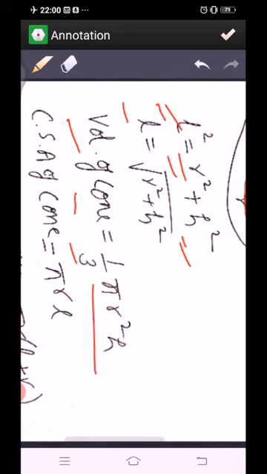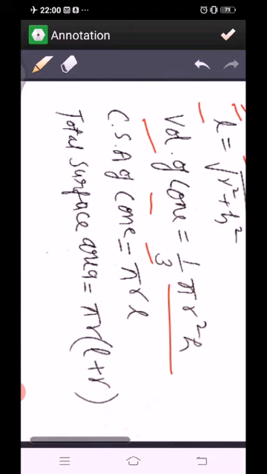Then curved surface area of cone, that is pi r L, pi into radius of base into slant height L. Total surface area is equal to pi r L plus pi r square, that is the curved surface area plus the area of base will be added. So it will be pi r square plus pi r L. We take pi r common, so in the bracket we get L plus r.